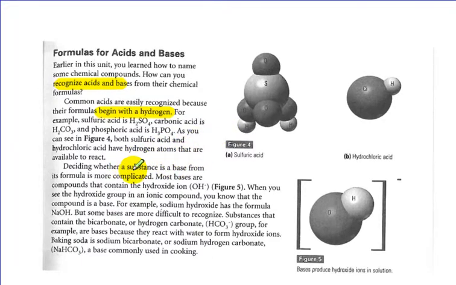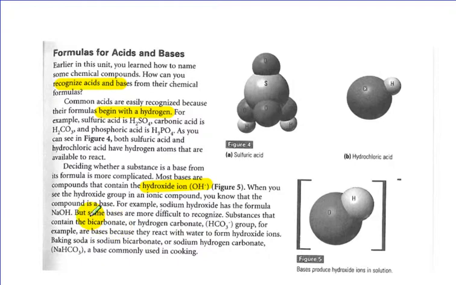Okay. Deciding whether a substance is a base is a little bit more complicated. Most bases contain the hydroxide ion, so they end in OH. When you see the hydroxide group in an ionic compound, you know that it is a base. For example, sodium hydroxide, you'll see that the OH is at the end. Some bases are more difficult to recognize.